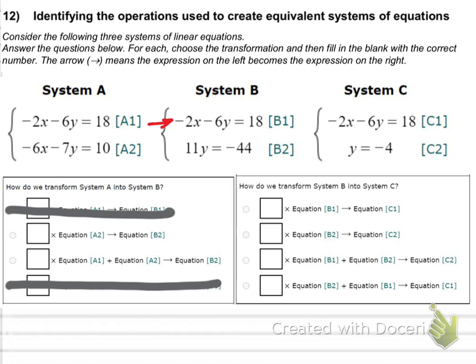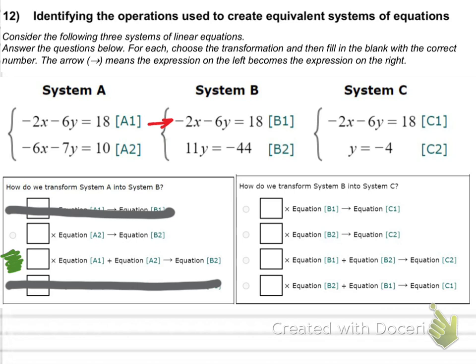Now, next, we need to look at the difference between A2 and B2. Notice that there's no X term on B2. So that means they must have done something to eliminate the X term, right? So they had to have multiplied A1 by something, added it to A2 to get B2. So what might that have been?